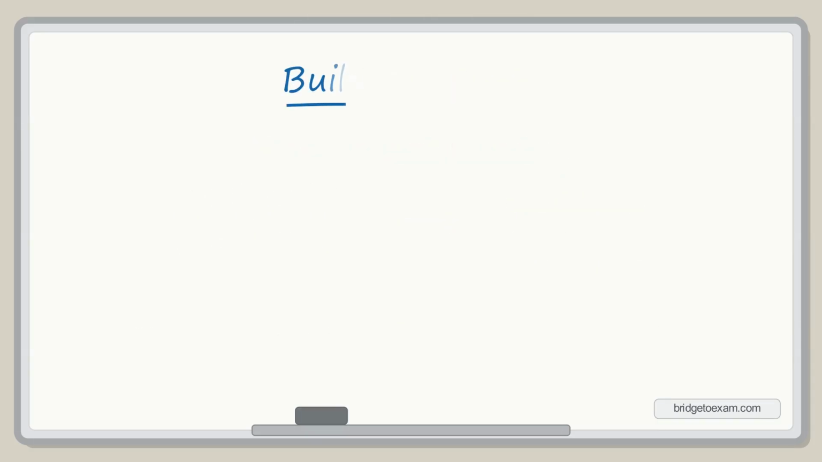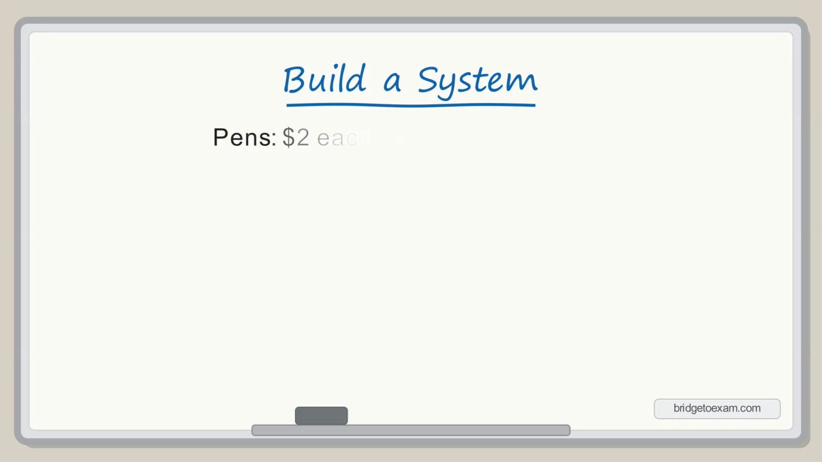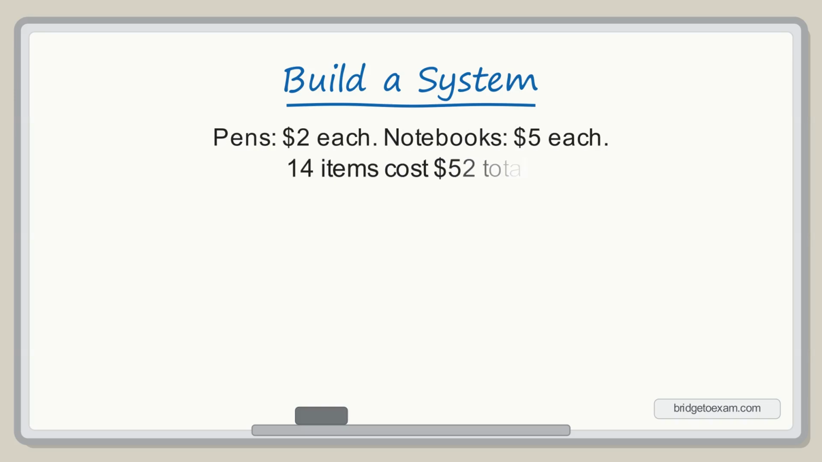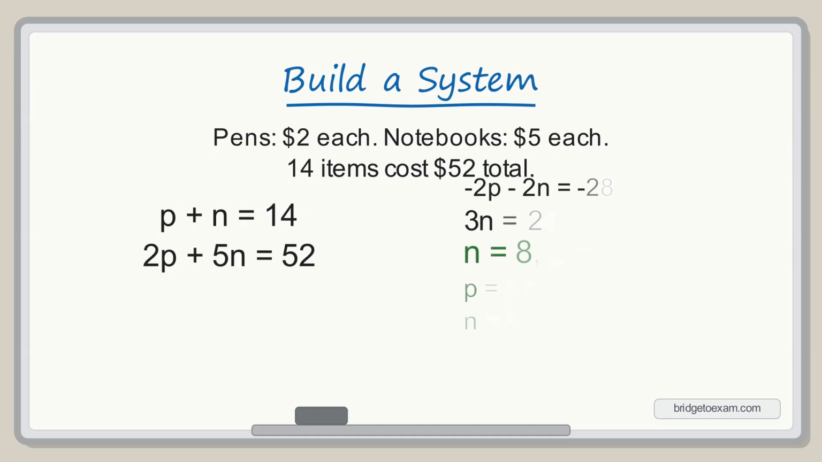For word problems, define the variables before writing equations. Let P be pens and N be notebooks. One equation counts items. The other equation counts dollars. Then eliminate P to find 8 notebooks and 6 pens.